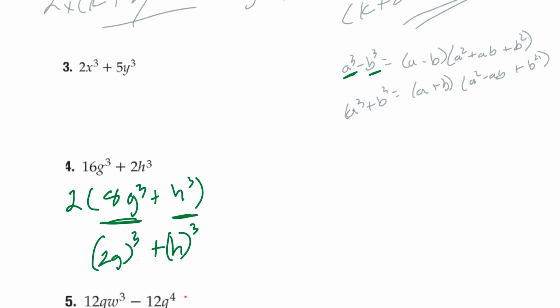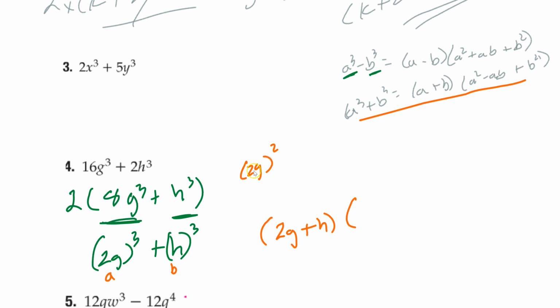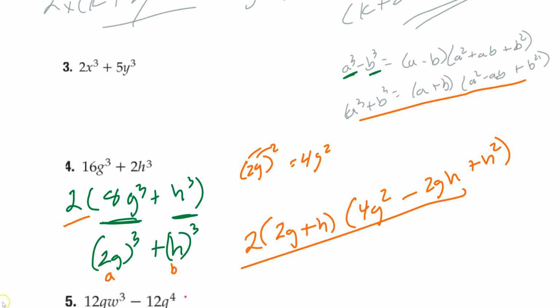Why do I write it like that? Because all we got to do is, once you understand what the a and the b are, that's what this is. This is a, and this is b. All you do is plug it into the formula. In this case, plug into this formula. So it's going to be 2g plus h. Now, a squared, I got to square this. Remember, if you square 2g, you square both of them. So it's actually 4g squared, right? That 2 goes to both. Okay. So 4g squared minus a times b. So I got to multiply these. So 2gh plus h squared. And on the outside, don't forget the 2. So that's how you factor that one using difference of cubes.